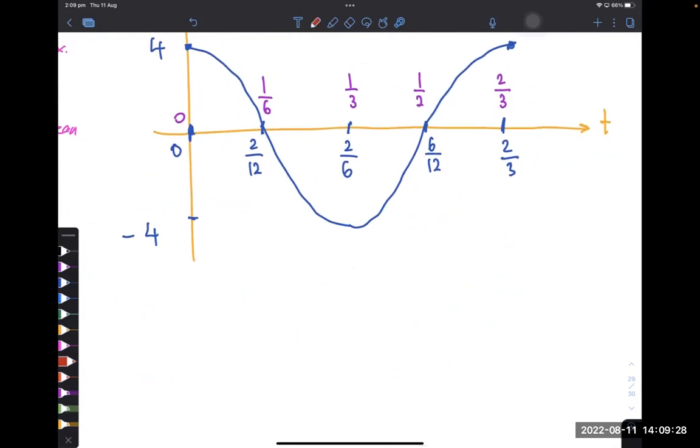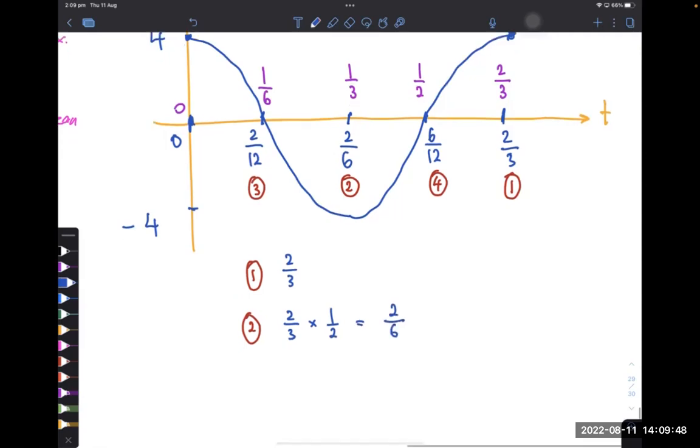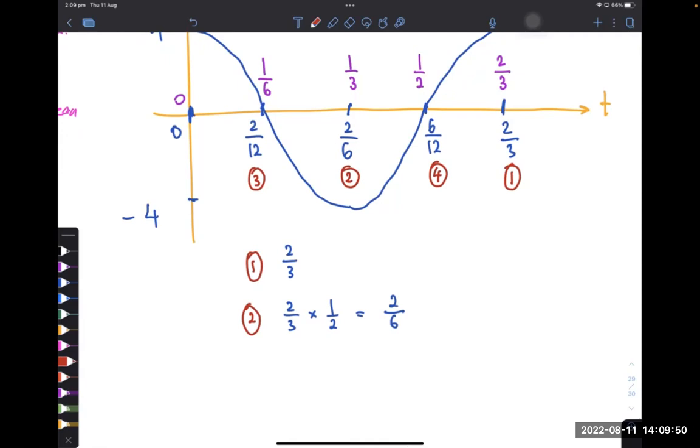I'll label it here, yeah? Step 1, step 2, step 3, step 4. Number 1 is just having 2/3, right? Step number 2 is that we half it. So we multiply that by a half. This becomes 2/6. Notice I didn't bother simplifying it yet. Step number 3 is if we half number 2 again.